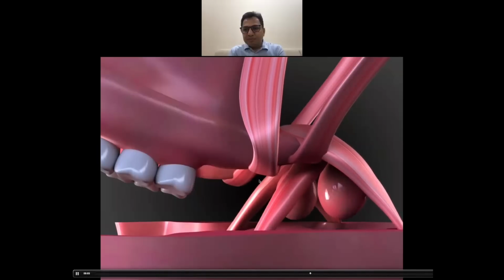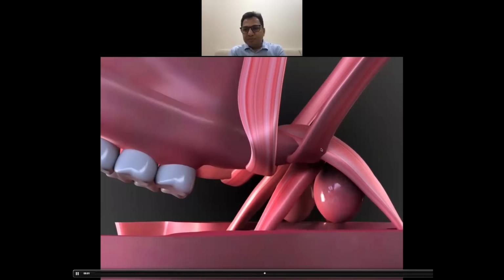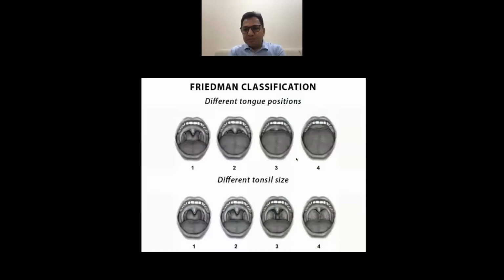It's never the lower pole of the tonsil. And the tonsillar artery is obviously at the lower pole. So you understand the importance of what I'm saying. And the Friedman classification, tongue, we have already talked about the tongue position.